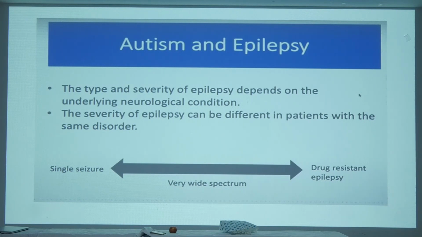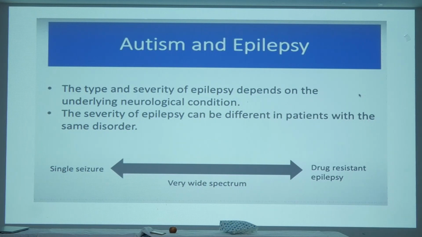Almost nothing. Rett syndrome, initially autism diagnosed, later on the seizures. Seizure types are predominantly absent seizures, well controlled. Second, tuberous sclerosis, initially seizures started, autism diagnosed later, different types of seizures, drug resistant epilepsy. And phenylketonuria, autism detected initially, epilepsy started later, and it is a treatable condition. So this group has a very wide spectrum.